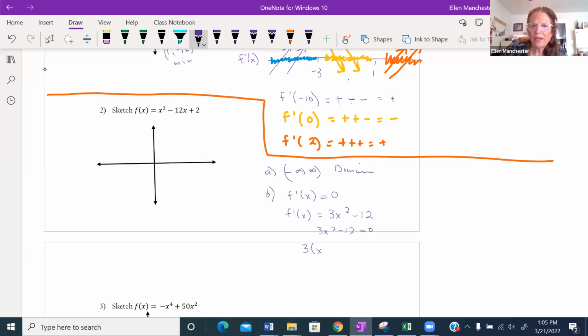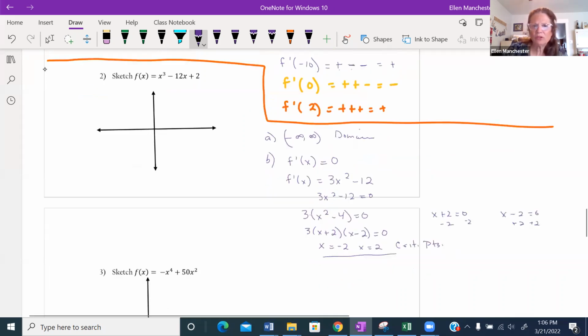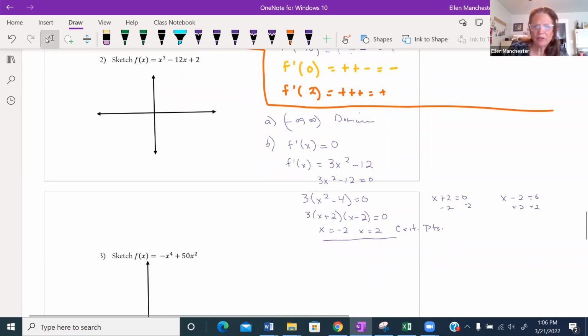So I have 3. I'm going to factor out a 3. And I end up with, this is the difference of 2 squares. So remember, factoring is always going to come back to haunt you. Okay. And now I'm going to set each of these to 0 and solve. So I get x equals -2 and x equals +2. Okay, so again, all I did is I set both of those to 0 and solved. Okay, it's just the opposite sign. So as soon as you find these, right here are your critical points. And these are what you're going to use to set up your test chart.